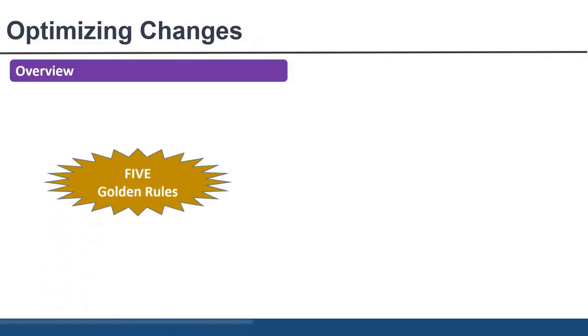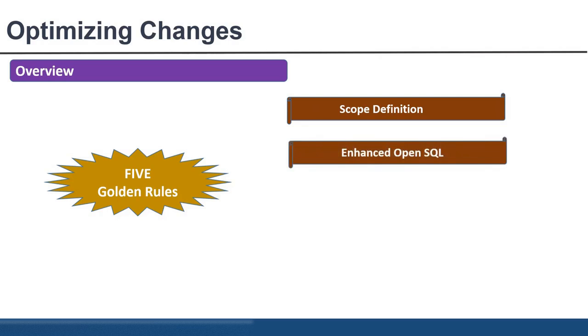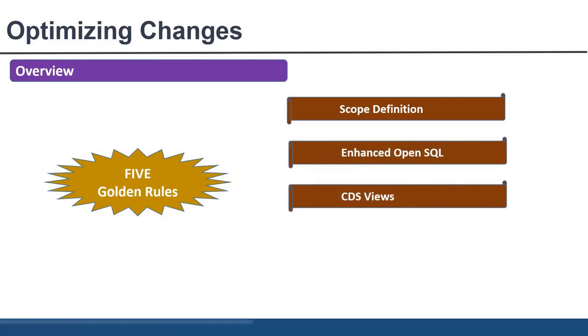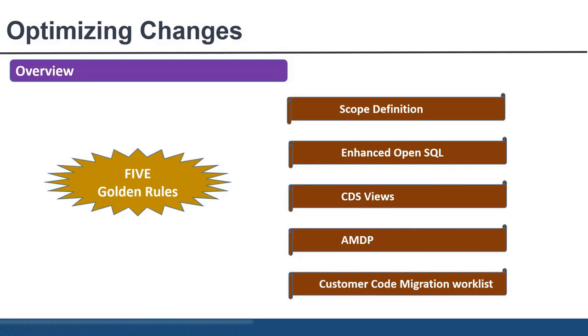There are 5 golden rules you have to follow. First one is scope definition, enhanced OpenSQL, ABAP Core Data Services, AMDP, and the last one is customer code migration work list.